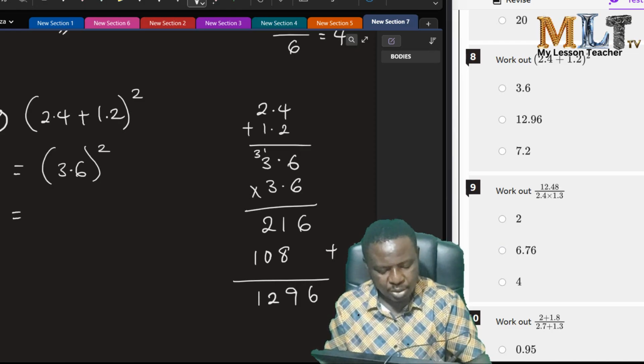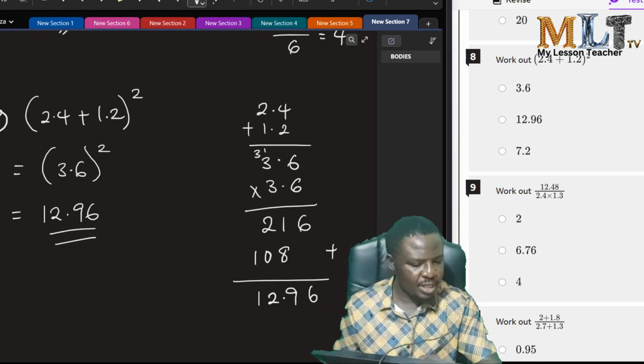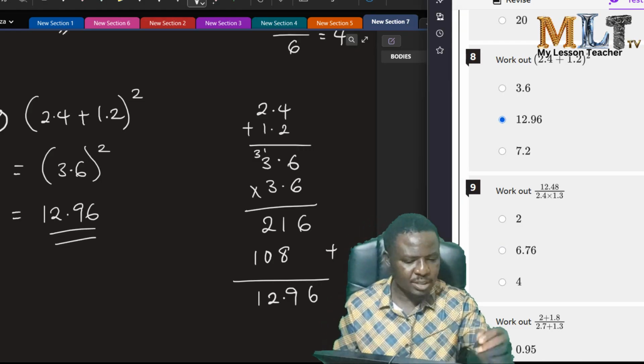How many places of decimal is 2? So our answer is said to be 12.96. Do we have it there? Yes, 12.96 is this.